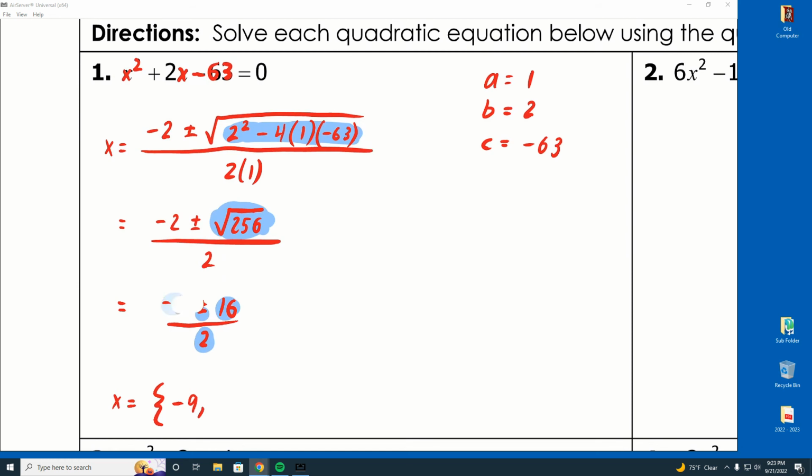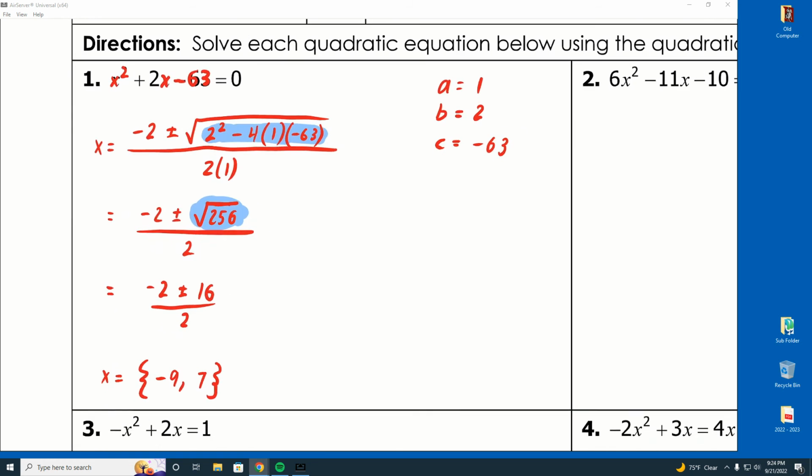Now let me erase the highlighting here. And this time I'm going to do negative 2 plus 16. Negative 2 plus 16 is positive 14. And then I'm going to divide 14 by 2 and I'm going to get 7. So my two solutions here for this particular quadratic are negative 9 and positive 7. And that's how we do the quadratic formula.